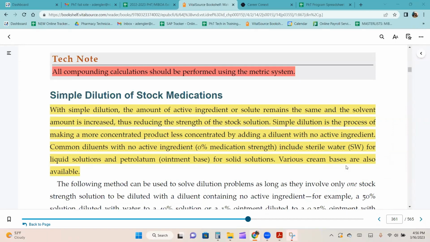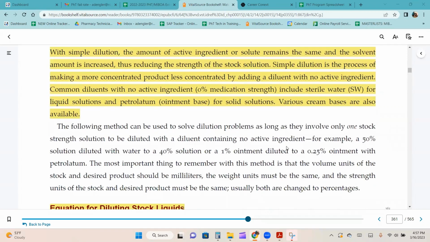All compounding calculations should be performed using the metric system. With a simple dilution, the amount of active ingredient or solute remains the same and the solvent amount is increased, thus reducing the strength of the stock solution. Simple dilution is the process of making a more concentrated product less concentrated by adding a diluent with no active ingredient. Common diluents with no active ingredient include sterile water for liquid solutions and petroleum for solid solutions. Various cream bases are also available.